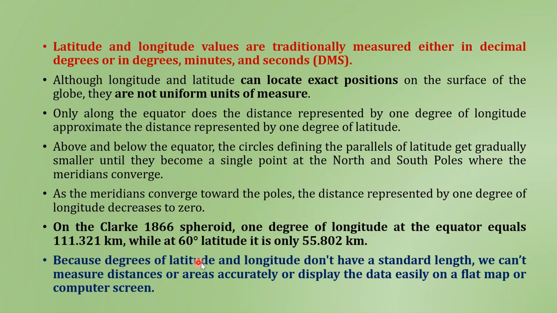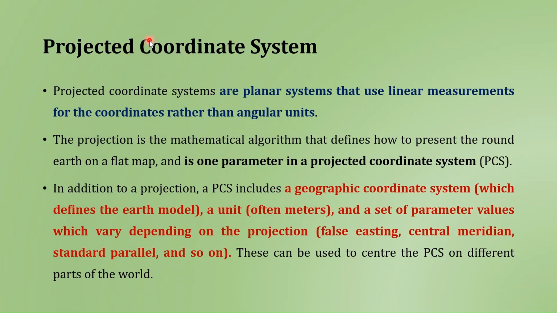And because the degrees of latitude and longitude don't have a standard length, we cannot measure distances or areas accurately, nor can we display the data easily on a flat map or on a computer screen. So for this, we need the projected coordinate system. The projected coordinate systems are planar systems that use linear measurement for the coordinates rather than angular units. So here we mainly use different map projections, which are algorithms that define how to present the round earth on a flat map.